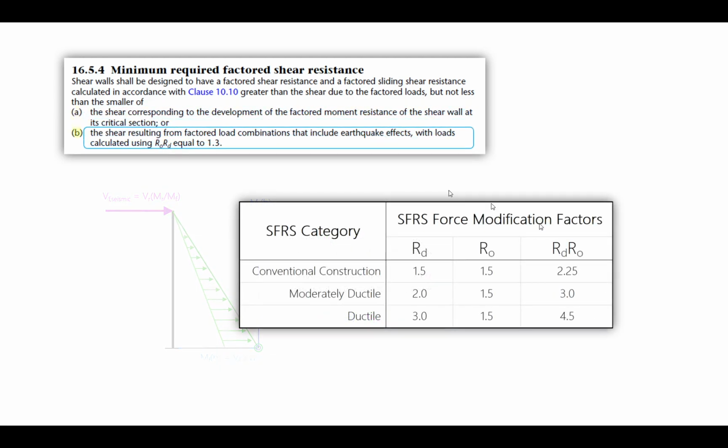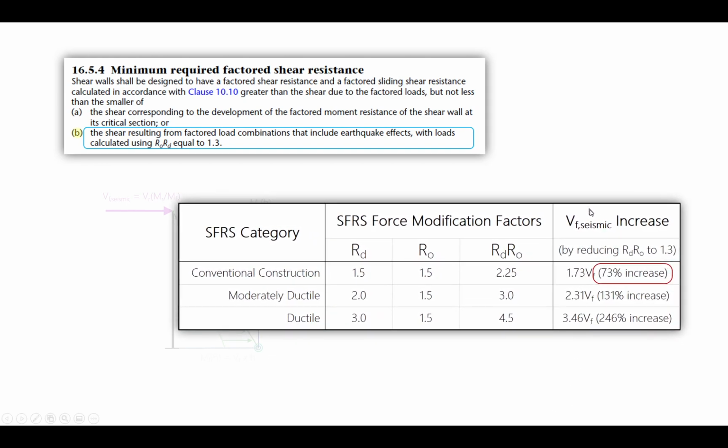The second requirement, part B, is basically asking what our loading would look like had we, instead of using our RO and RD SFRS force modification factors, just used 1.3 as the product. How would that affect our loads? I have a little table here. You can see our different ductility factors, 1.5, 2, and 3, and the same overstrength for all of them. If we look at how much our forces increase, for conventional construction that gives us a 73% increase, by comparing this product to that product of 1.3.